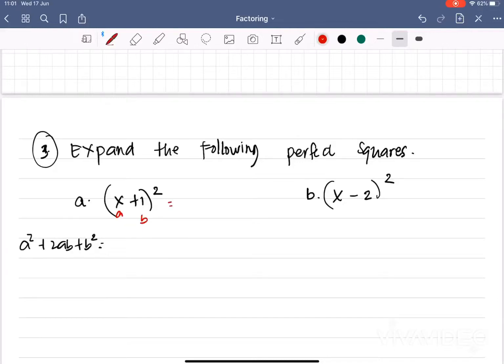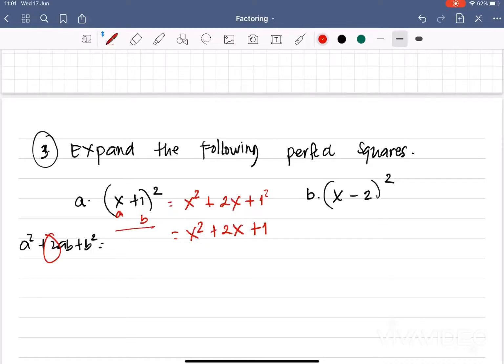So from the formula, we will square the first, or the a. So we have x squared. Then you multiply a and b, so a is x, b is 1. So we multiply 1 times x, times the constant 2 in the middle. So it will become 2x, and then you square the last, which is equal to 1 squared. So obviously it's x squared plus 2x plus 1. And that is the expanded form of this.